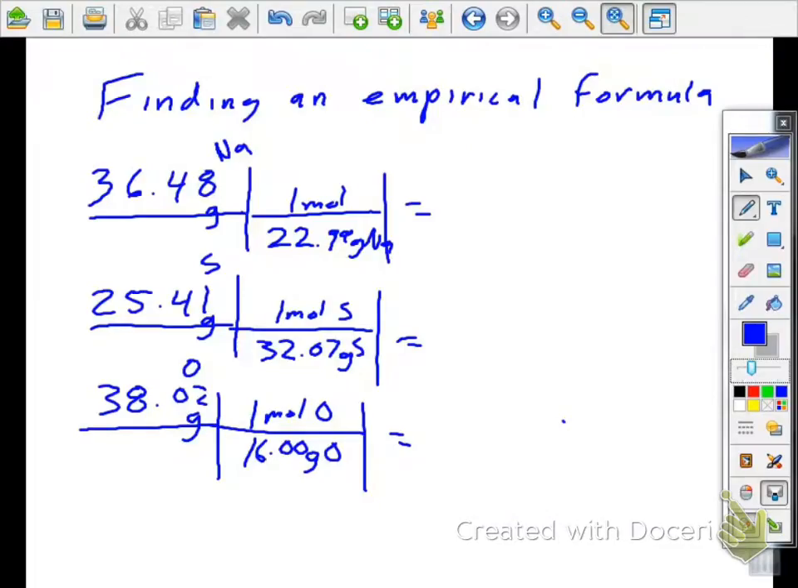I'm going to take them out 3 or 4 digits. The more digits I take it out, up to a point. Okay, you can't use any more than you're supposed to. So all 3 of those we're going to have 4 digits. Okay, if we go by the rules of significant digits. So this first one would be 1.587.